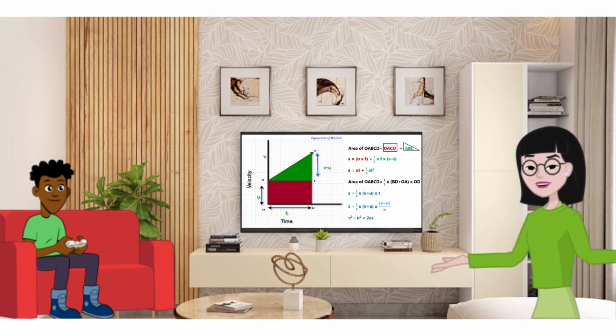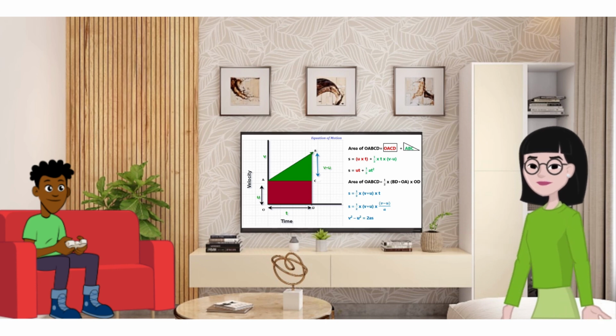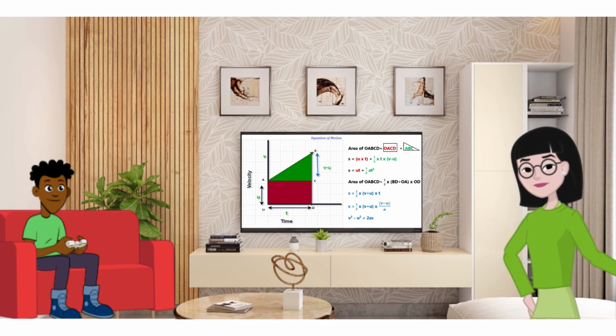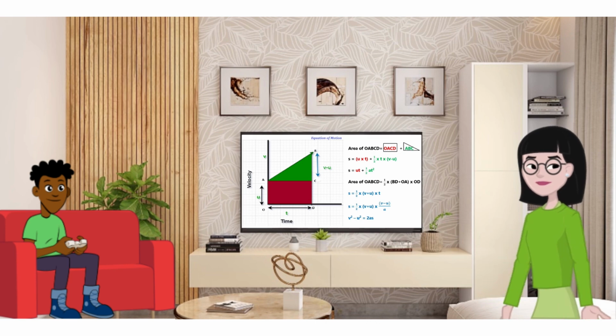The slope of line AB will indicate the acceleration a, and the area under the trapezium OABCD will represent the displacement. This area can be represented in two different ways. First method: add the area of rectangle OACD and the area of triangle ABC.